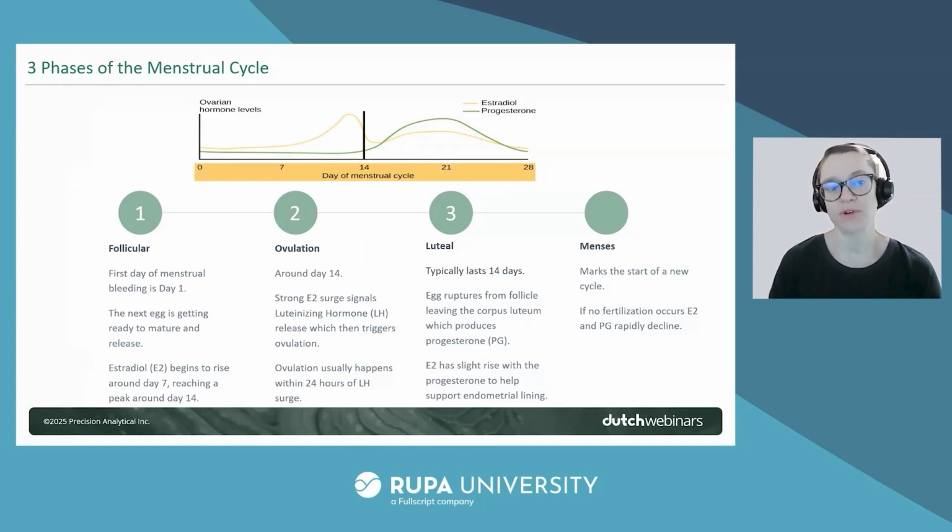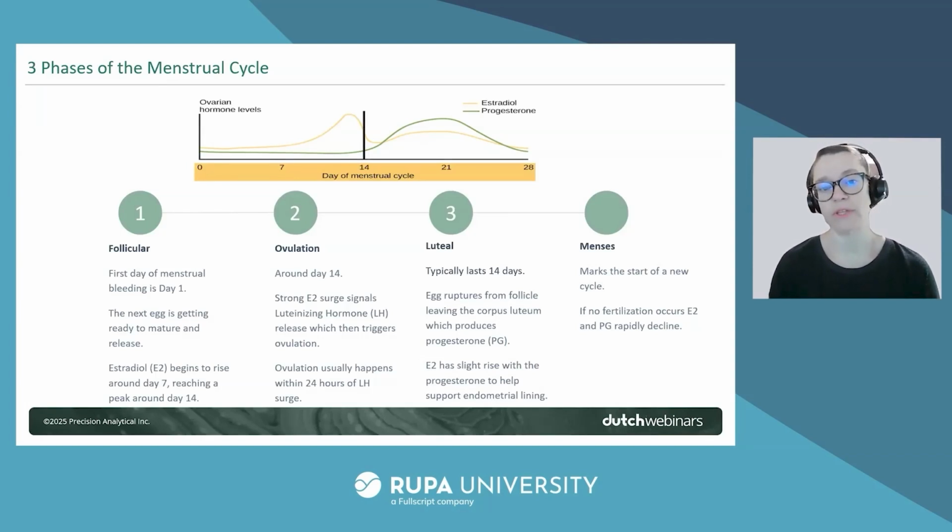Typically estrogen, progesterone are very low. The next egg is getting ready to mature and release. Estradiol does start to rise around day 7 and reaches a peak around day 14, which is our ovulation day. So we get a strong estradiol surge that signals for LH release, which then in turn triggers ovulation from the ovary. Ovulation will typically happen on average within 24 hours of that LH surge.